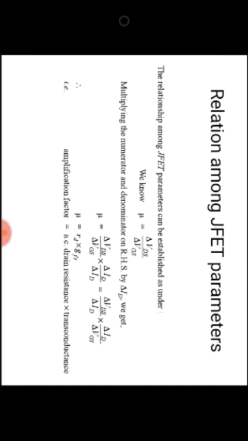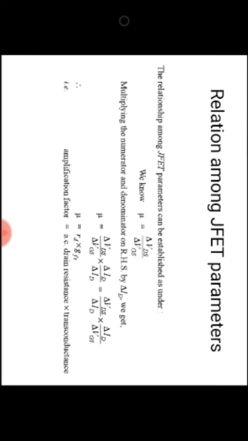Okay, so as we know, amplification factor mu is equal to delta VDS upon delta VGS. We multiply it with delta ID upon delta ID. So there is no difference, your amplification factor is the same because delta ID upon delta ID cancel each other. Okay, so we take one delta ID and put it under the delta VDS, and the second delta ID we put above the delta VGS. So we get delta VDS upon delta ID into delta ID upon delta VGS.